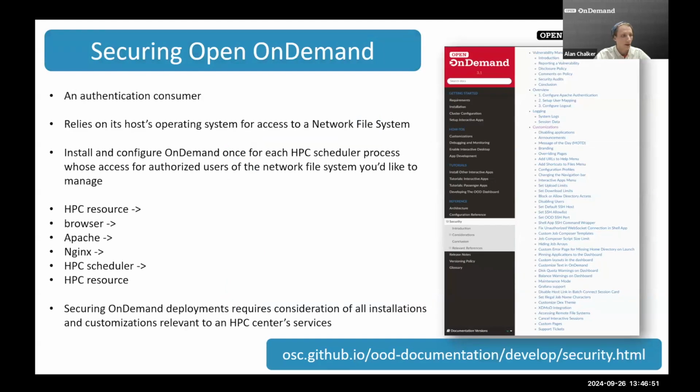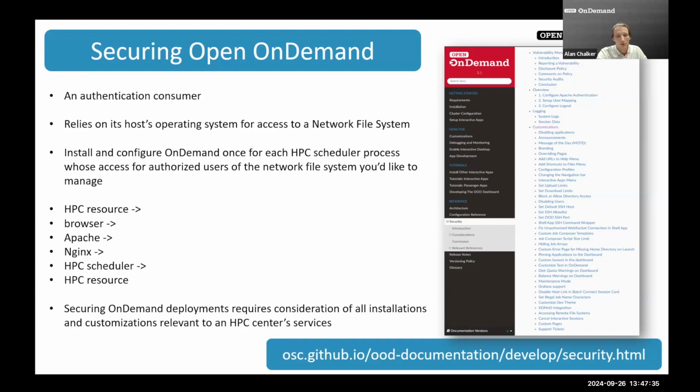And so I wanted to talk about the security of OnDemand because that's kind of my job, and I know a lot of people have questions about it. So I want to specify that OnDemand is an authentication consumer, and that's kind of a weird thing to say. It doesn't mean that in the OpenAuth or security access meaning of that, but you do have to have a provider of authentication data to coordinate with OnDemand to get authentication set up. And it also relies on the host's operating system for access to a network file system.